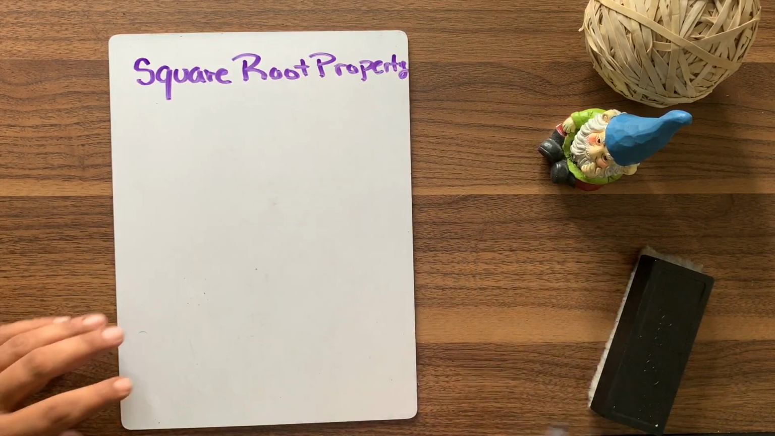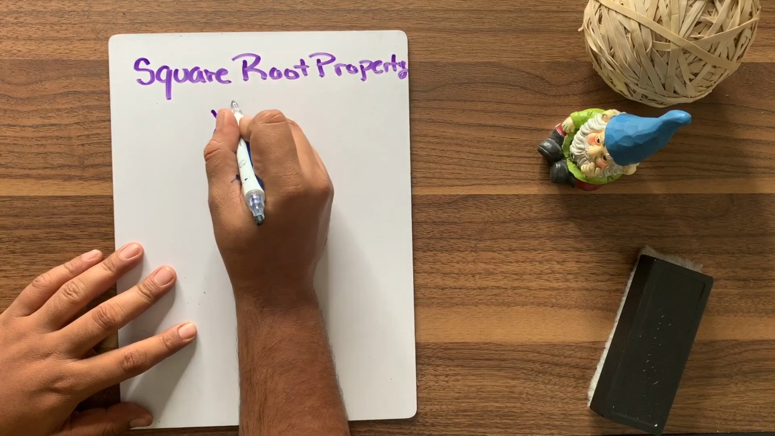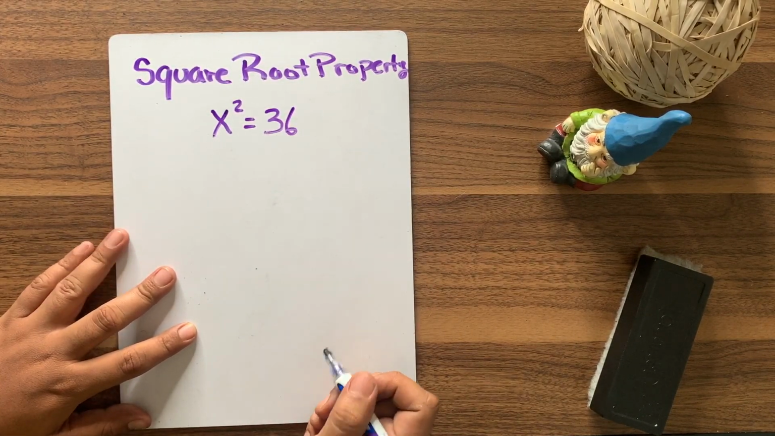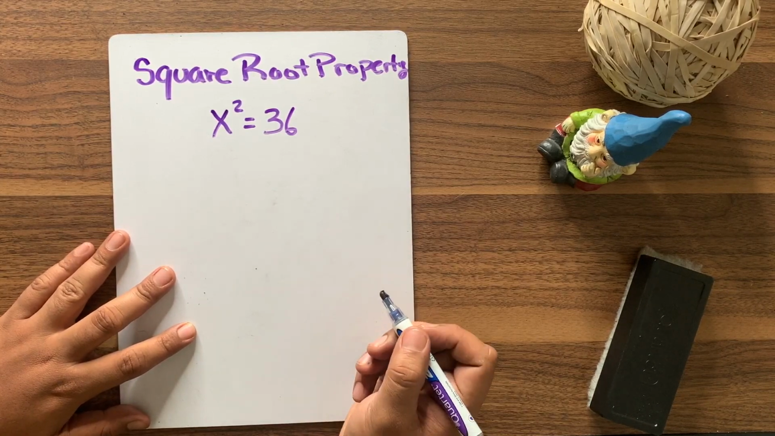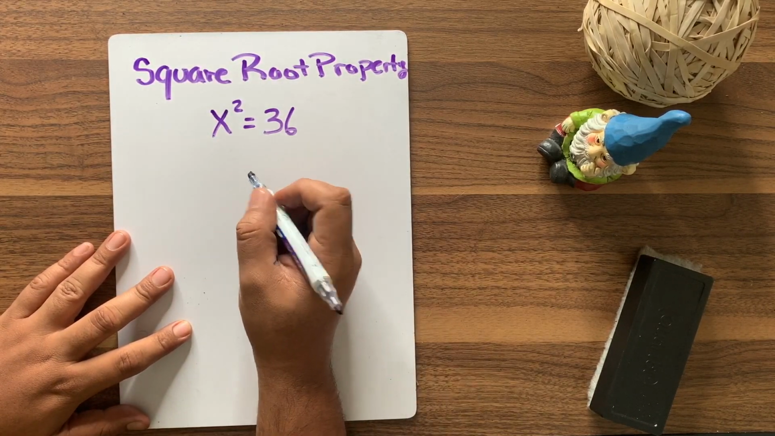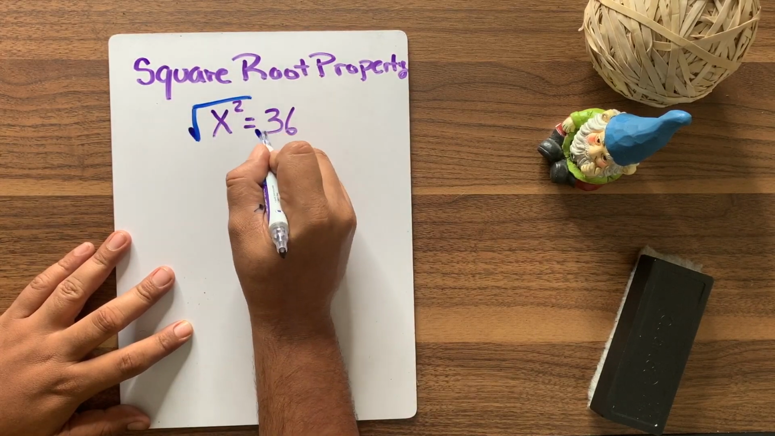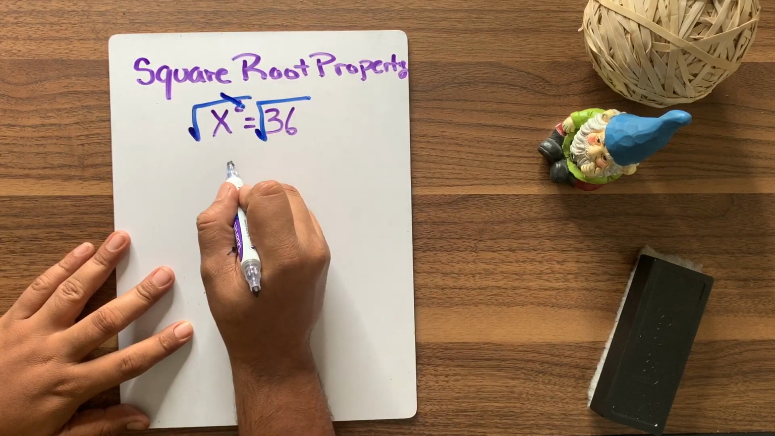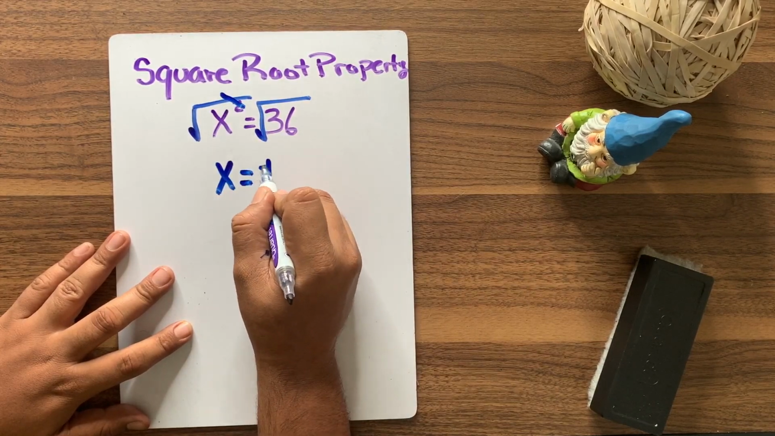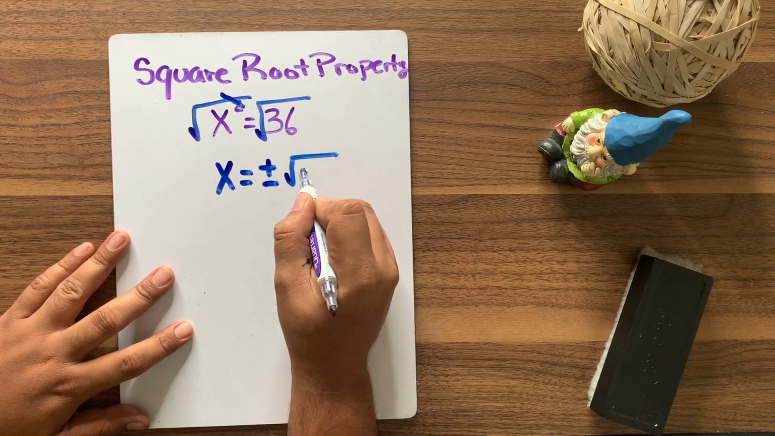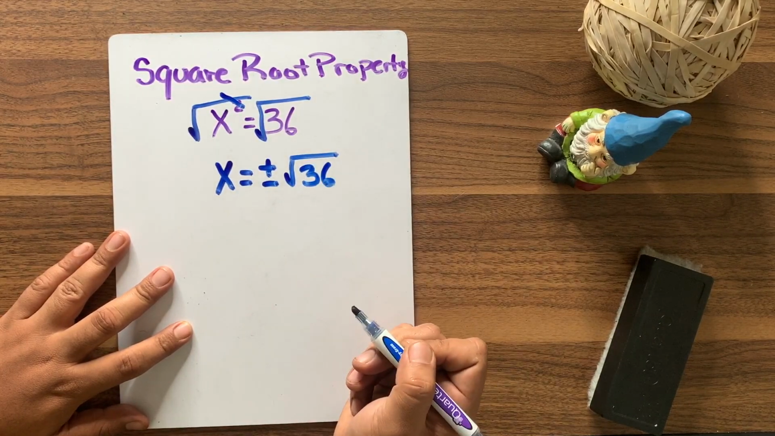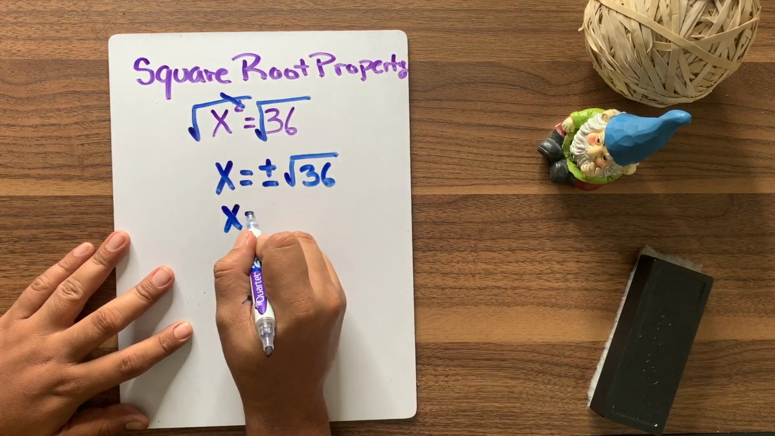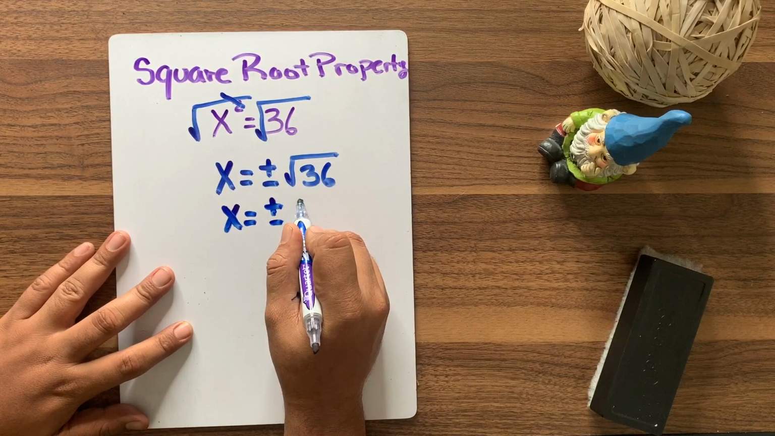Another thing to mention before we begin is the square root property. If you have x squared equals whatever number, in this case 36, to solve it we need to apply the opposite of a square, which is the square root. So we're going to square root both sides, and the x squared and the square root cancel, and you end up with plus or minus the square root of 36. In this case, the square root of 36 is 6, so the final answer is plus or minus 6.